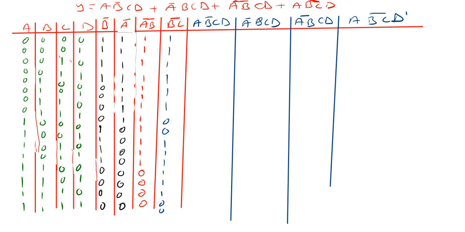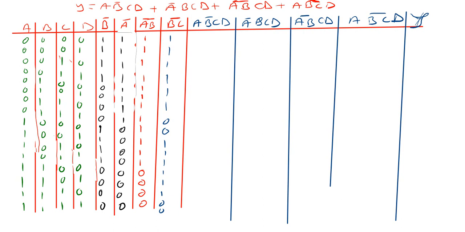Then remember, the very last column should be the output Y, whereby these four terms of ours will be added together, where we apply the OR operation.